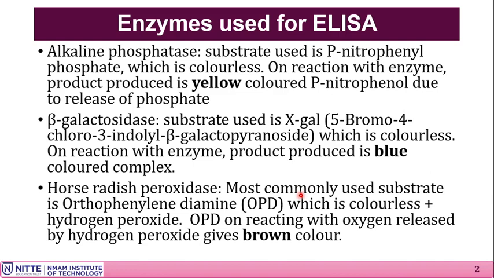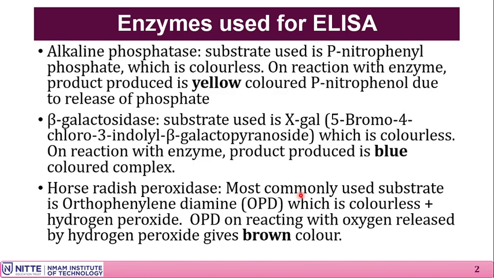Then the second enzyme that is commonly used to label the antibody is beta galactosidase of bacterial origin, and the substrate used for this enzyme is X-gal, and the full form of the substrate is 5-bromo-4-chloro-3-indolyl beta galactopyranoside. On reacting with the enzyme, this substrate produces a blue colored solution, and the blue color can be measured at 620 nanometers in a colorimeter or spectrophotometer.